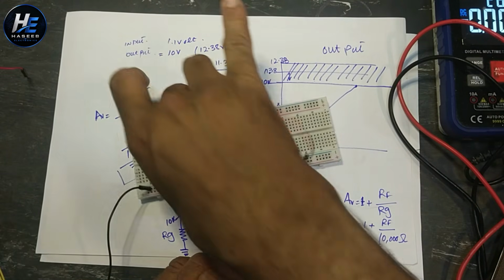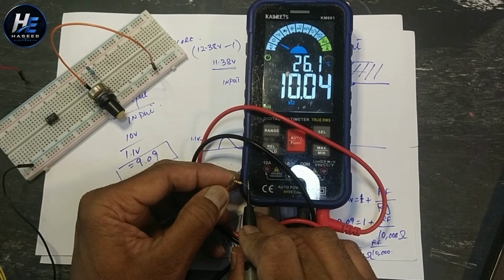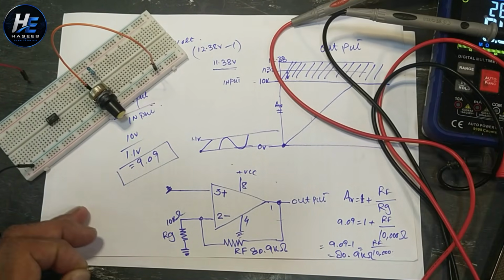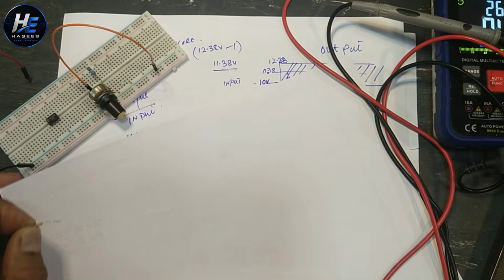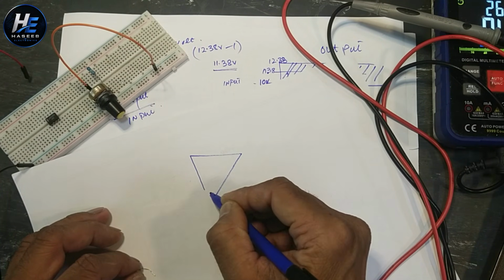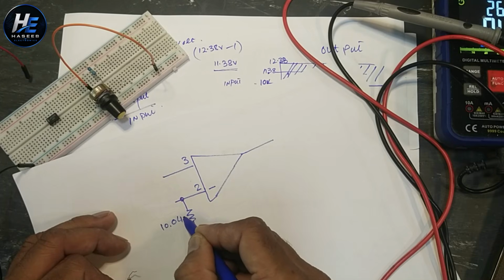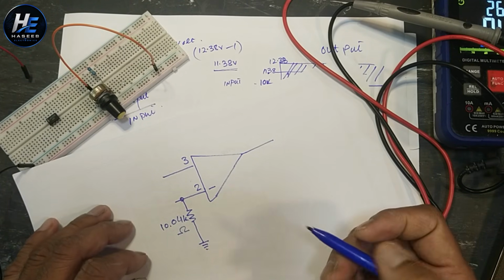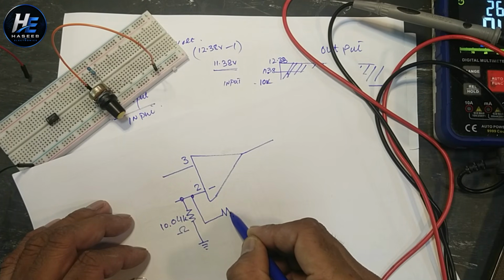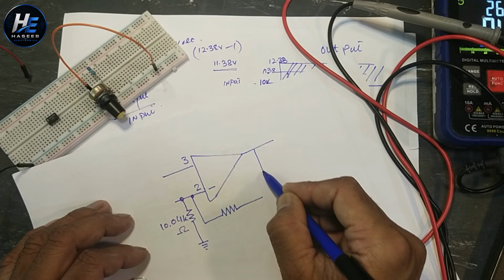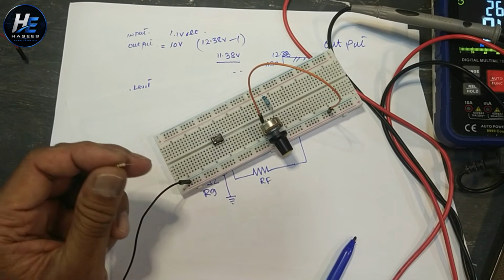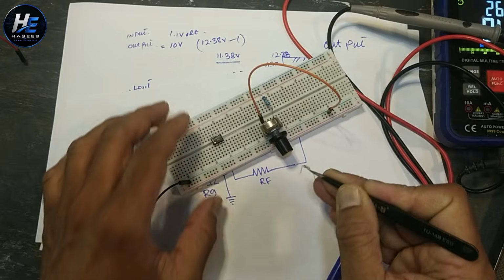I have this 10 kilo ohm resistor. Its practical value is 10.04. When we are discussing operational amplifier, practical value matters a lot. 10.04 kilo ohm. Feedback resistor. This resistor will be connected between ground and pin number 2.